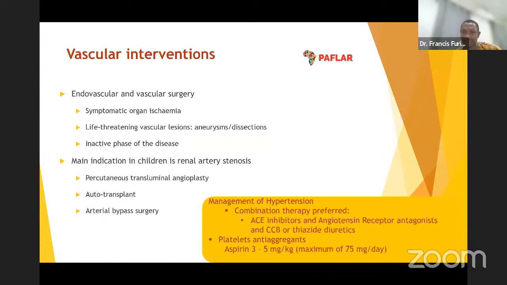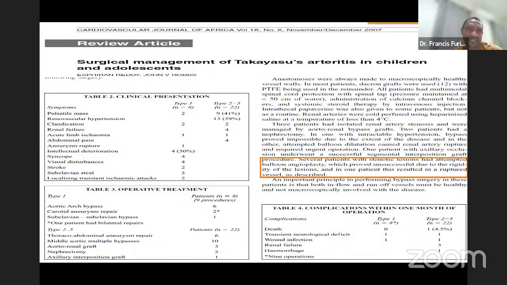And of course, it's important to consider this management. And this is just a few studies that were done in South Africa showing that children with Takayasu arteritis can undergo surgical interventions successfully. Of course, there's still a risk of getting complications, particularly in the form of rupturing, particularly when you're trying to do angioplasty, because the vessels are quite friable. And it is usually advised to start immunosuppressants first before you attempt any surgical intervention for these patients.